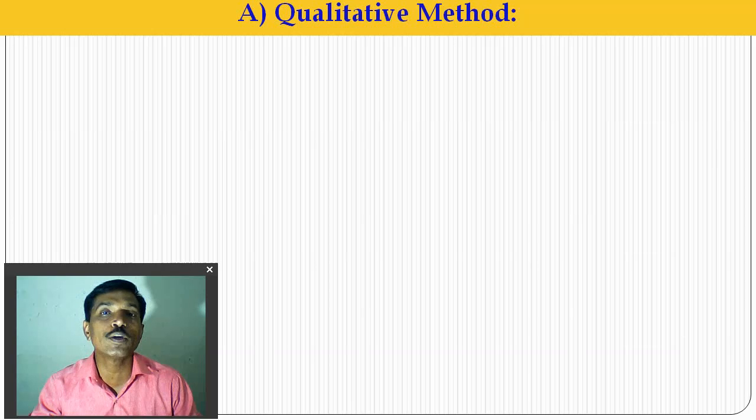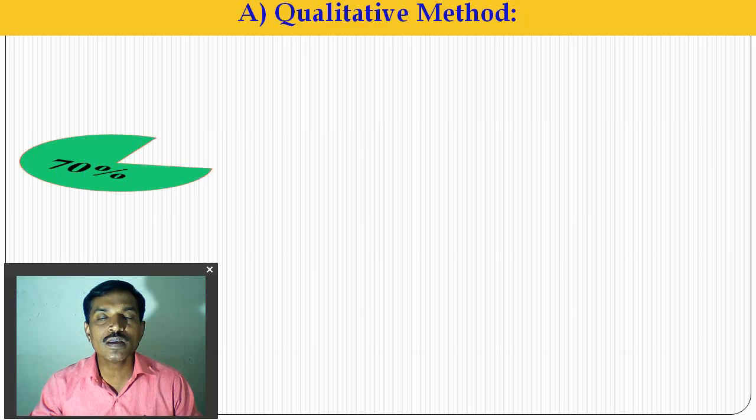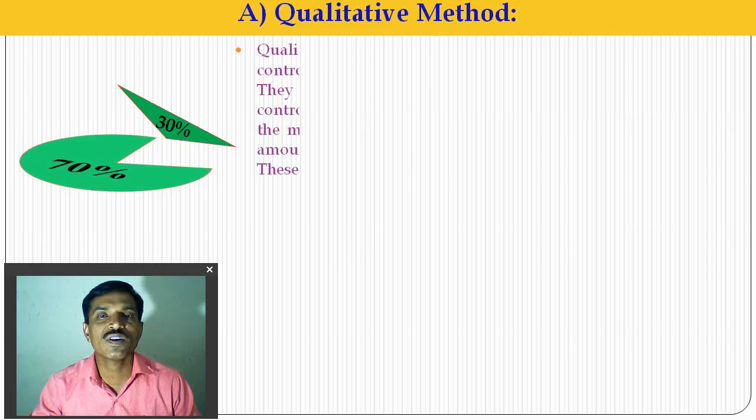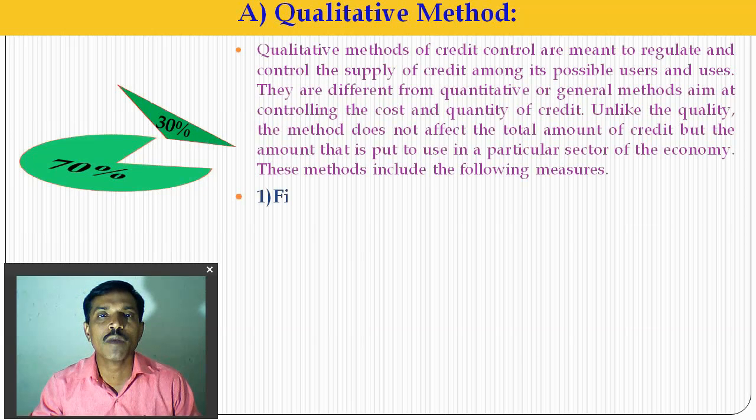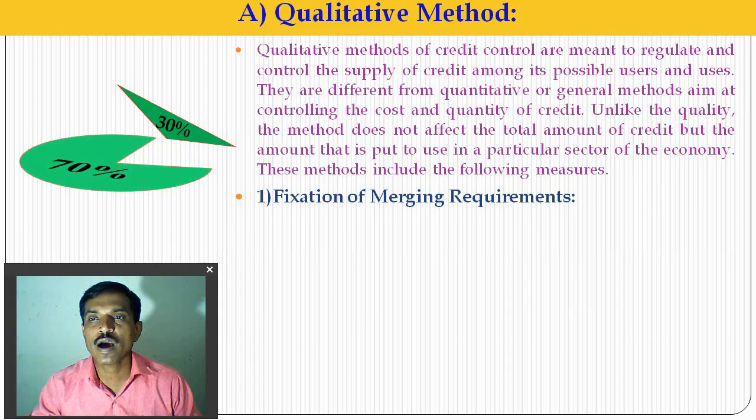Next are the qualitative tools, whose purpose is to give direction to money supply: for what purpose money should be used and for what purpose money should not be used. In that, first is the margin. Qualitative methods of credit control mean regulating the supply of credit among the possible users. They are different from the quantitative or general methods of controlling.